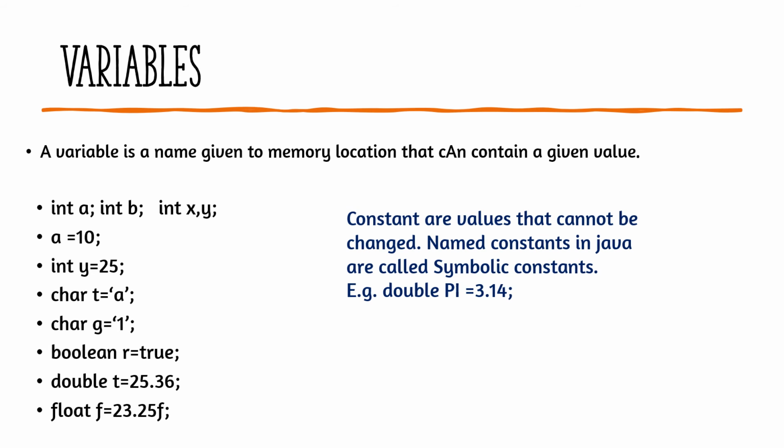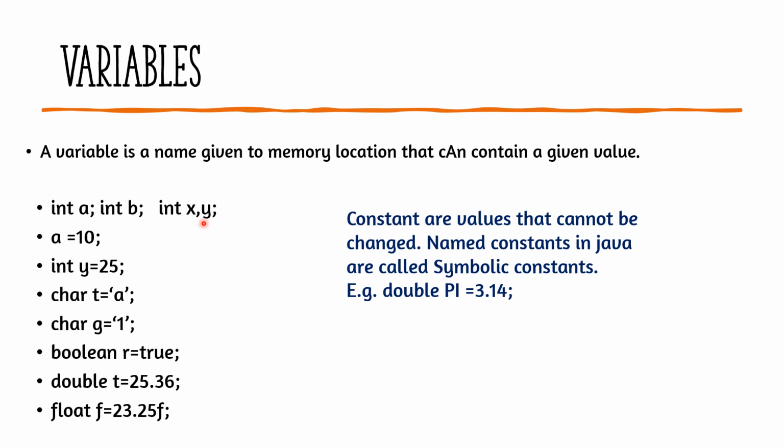Variables. A variable is a name given to a memory location that can contain a given value. Now see how we can declare a variable. We write the data type first and the variable name second. So if we are declaring a and b as int, we can write: int a; int b;. That means if you put the semicolon, you have to write the data type once again for the second variable. Otherwise, if two variables are of the same data type, we can also declare them like this: int x, y. Don't put the semicolon in between, just put a comma. So no need to write the data type once again.